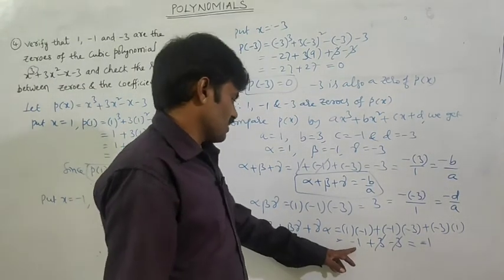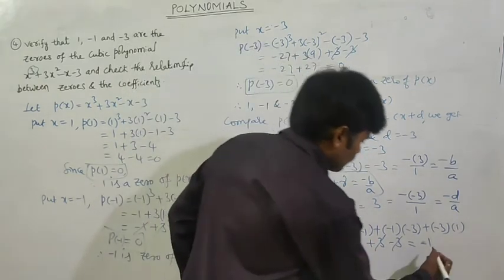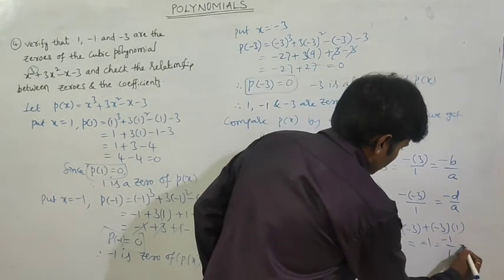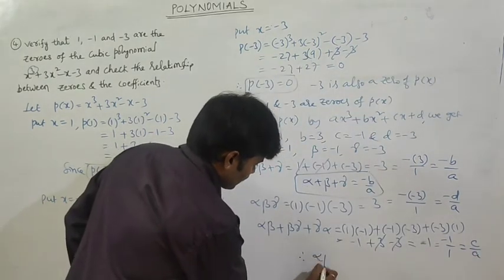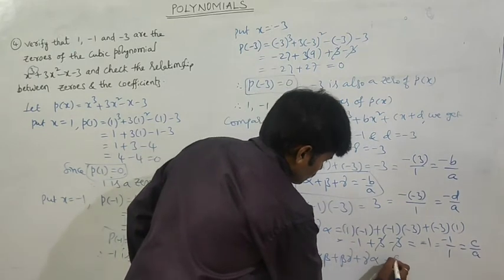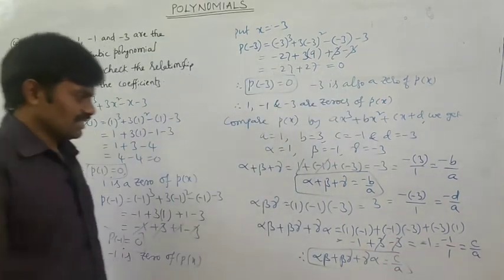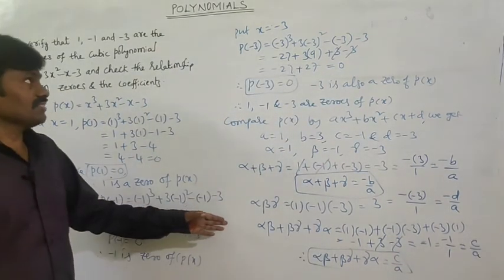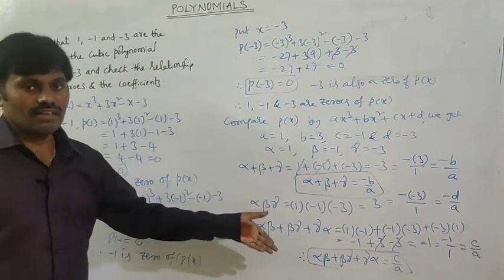Now how to express minus 1? See, here minus 1 means c. Yes, we can write minus 1 as minus 1 by 1, nothing but c by a. So from this, what can I write? Alpha beta plus beta gamma plus gamma alpha is equal to c by a. This is another relation. Like this, the relationship between zeros and the coefficients of the given polynomial can be expressed.